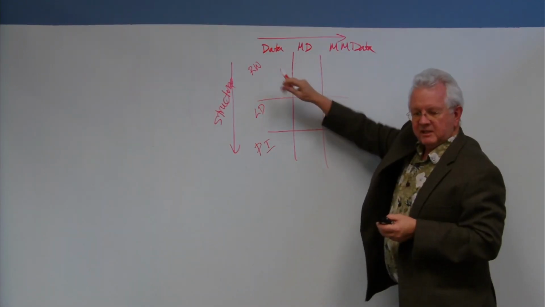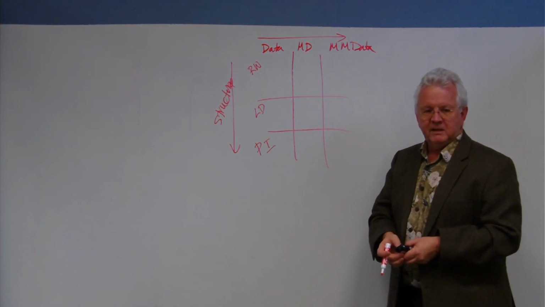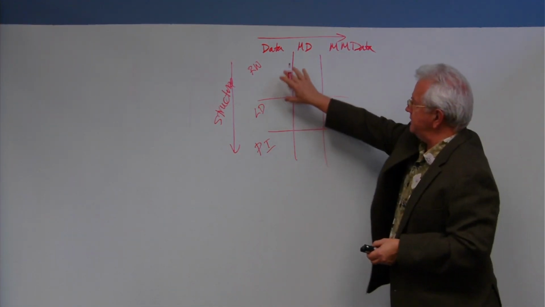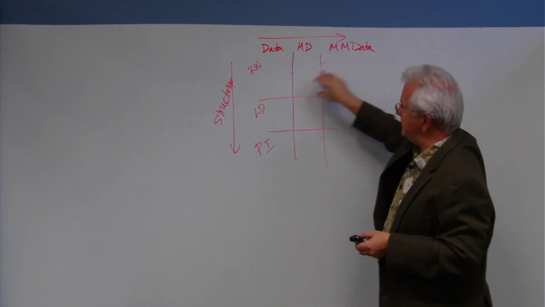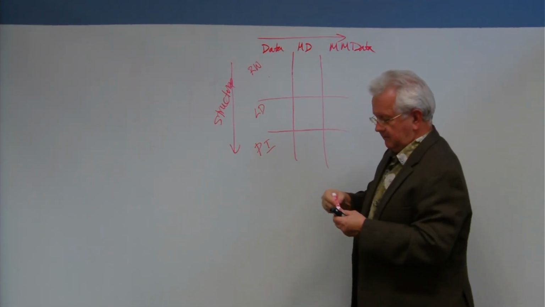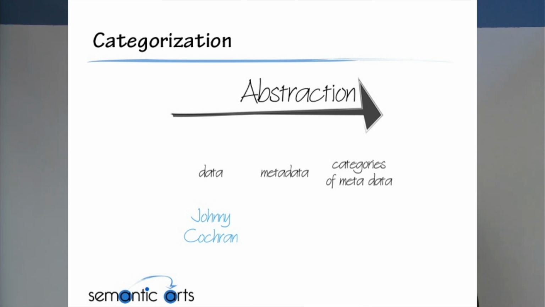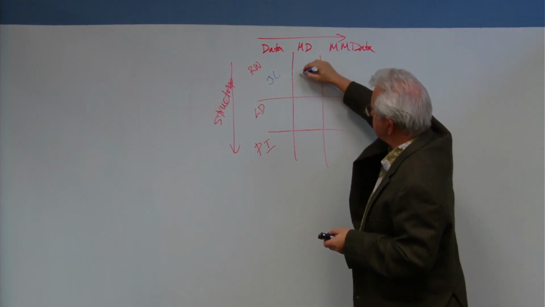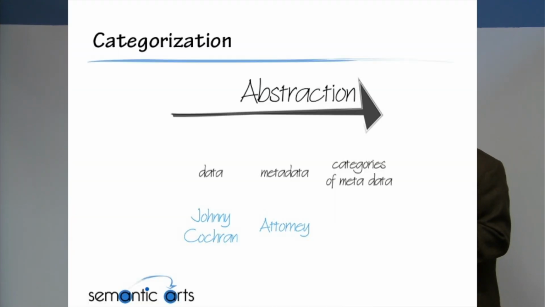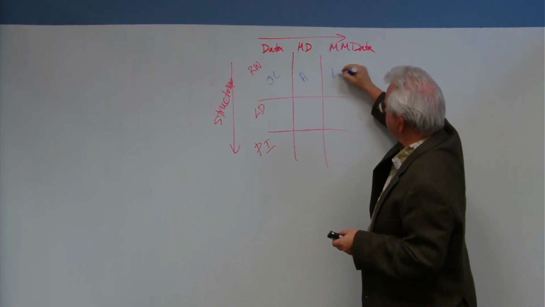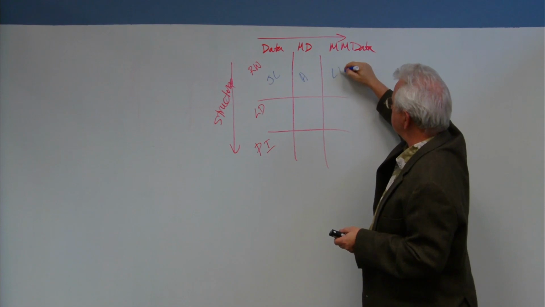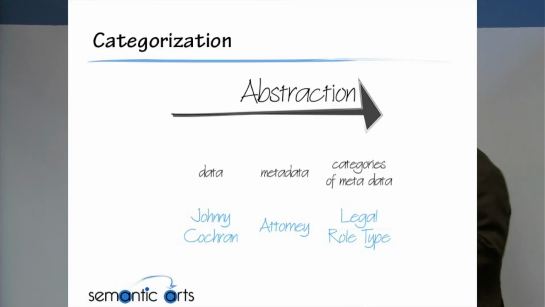Up at this level, if we were doing a legal ontology, we might have Johnny Cochran up here in the upper left, an individual person, a lawyer. We might say we have the class of all attorneys there in the middle. That's a real world kind of class. And we might have an abstraction of that, like perhaps legal roles, a way of saying that these kinds of classes are legal roles, and Johnny Cochran is an attorney.